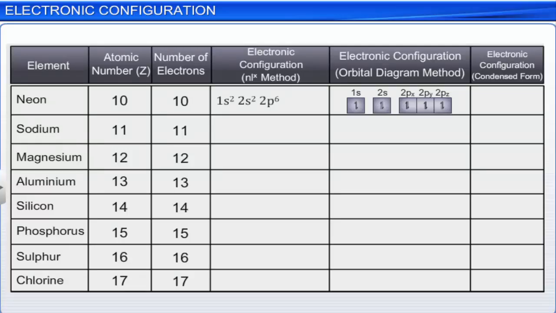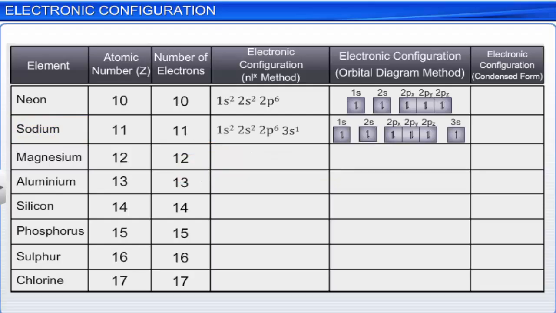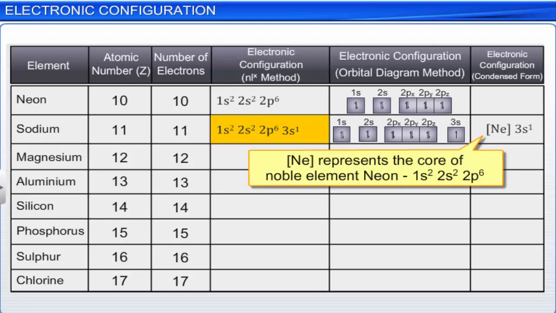We can also write the electronic configurations of most of the elements in a simplified or condensed form. For example, the element sodium, which has 11 electrons, has 1 electron more than its nearest noble gas, neon. The 11th electron will enter the 3s orbital. Therefore, the electronic configuration of sodium, which is 1s2, 2s2, 2p6, 3s1, can also be written in a condensed form as neon 3s1.